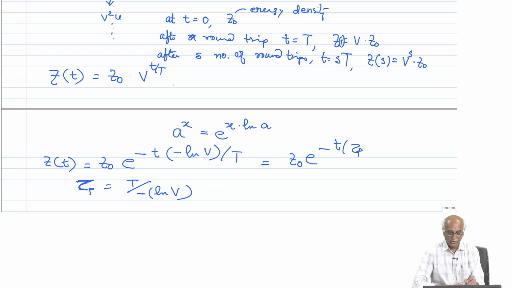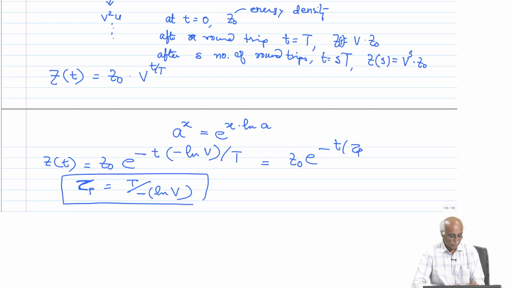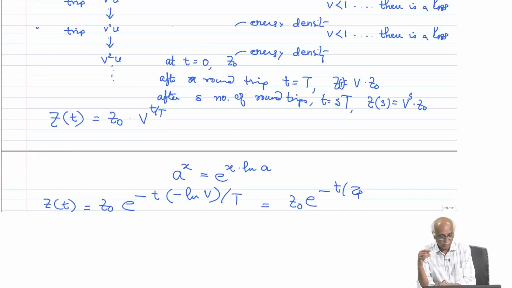If I compare these equations, the lifetime within the cavity is given by this form. T is the round trip time, V is the loss factor. So if the loss factor V is 1, the maximum, the lifetime will be infinite. There is no decay theoretically. And if there is a loss factor V coming into the picture which is less than 1, automatically the lifetime is estimated based on this.